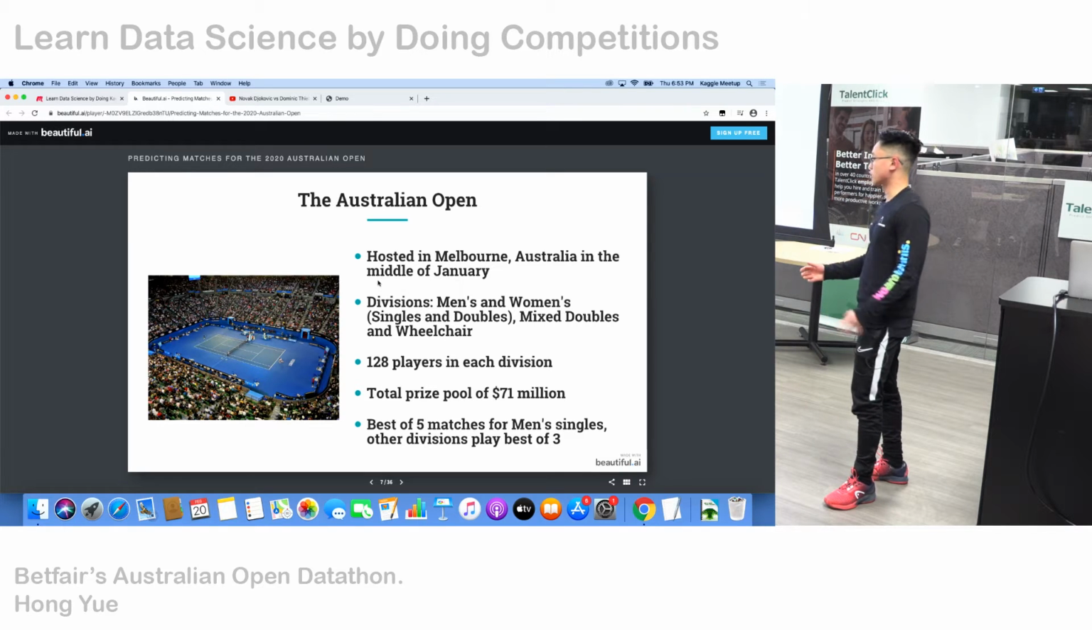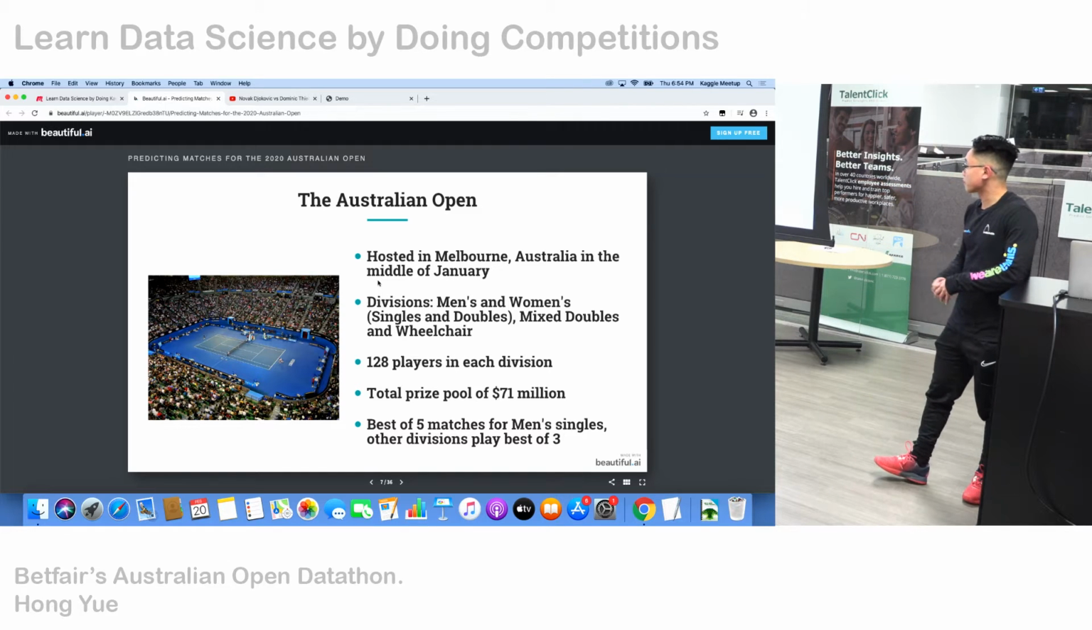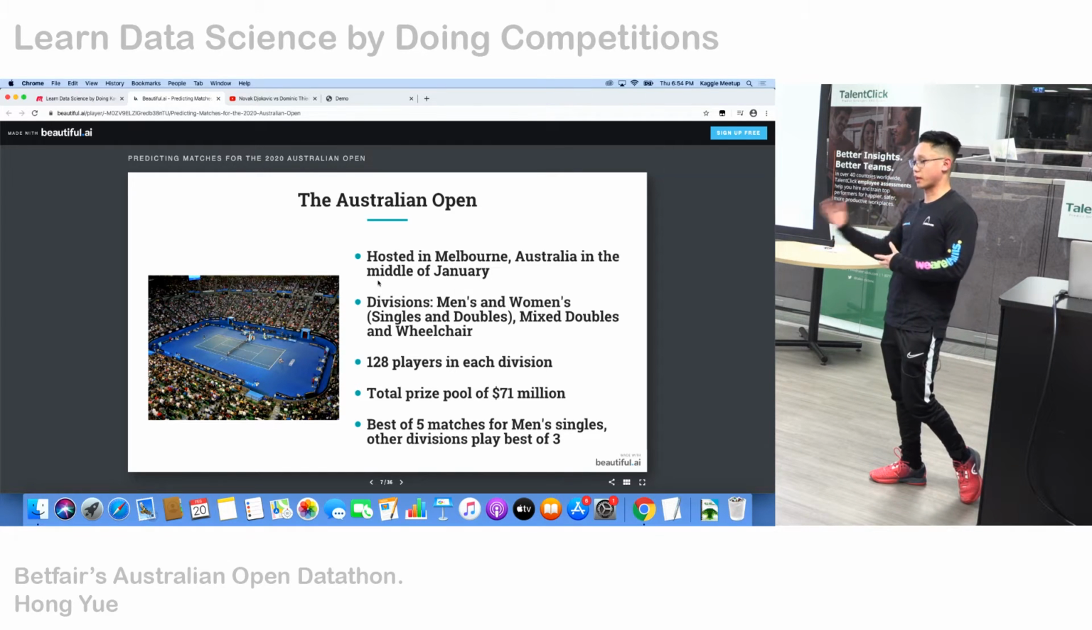The match formats are pretty much all the same except for the men's singles. For the women's and all other divisions, they play a best of 3, meaning that you need to be the first to win 2 sets. Right? So it's how many sets that you win out of 3. For the men's, they play a best of 5, so it means that the matches usually go for longer.